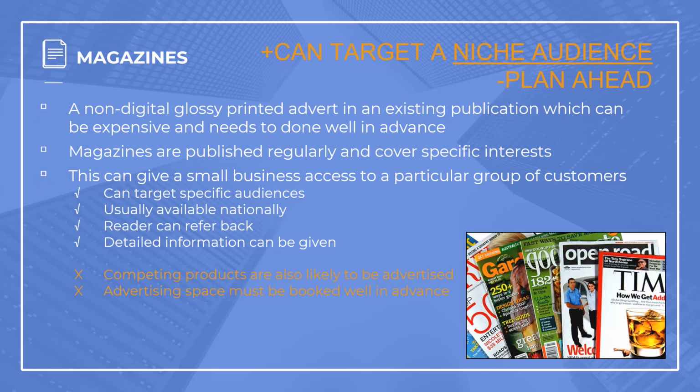Advertising in magazines is a non-digital, glossy printed advert in an existing publication, which can be expensive and needs to be done well in advance. Magazines are published regularly and cover specific interests. That means we can attract a very specific group of customers. For example, you could advertise flowers or gardening equipment in a gardening magazine. You could advertise fishing equipment in a fishing magazine, and so on. That means you can target specific audiences.